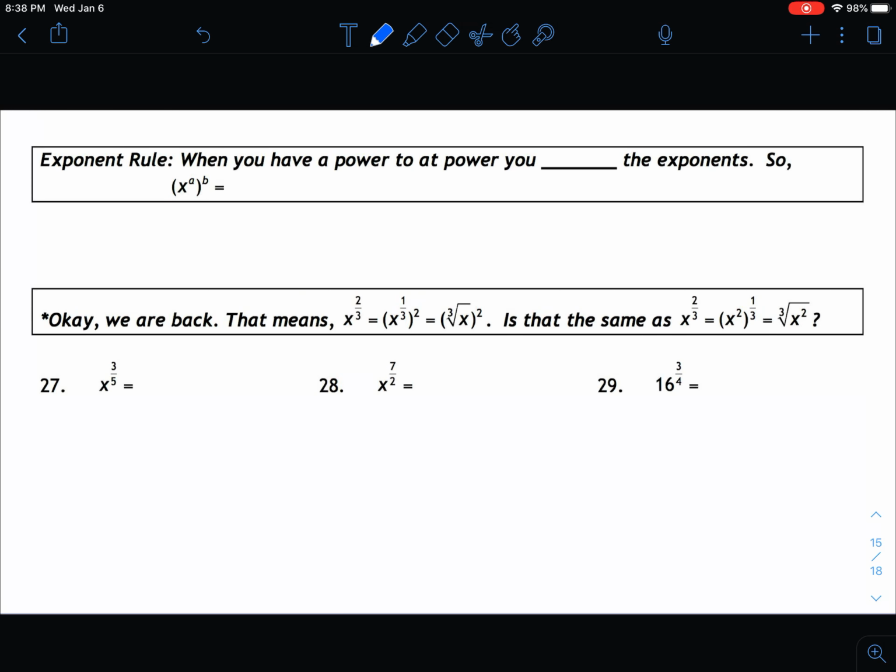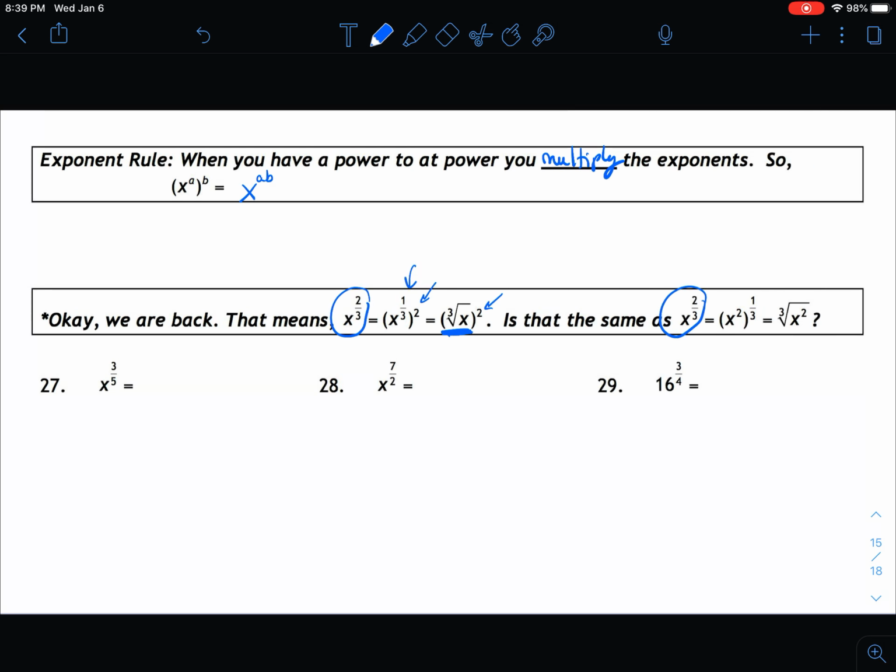Now, when you have a power to a power, like we just looked at in the previous examples, you multiply the exponents. So x to the a raised to the b power is equivalent to x to the ab, to that product. Okay, so we're back to that x to the 2/3. We said 2/3, the value is the same as 1/3 times 2. Here's the 1/3, here's the 2. We also know that raising x to the 1/3 means the cube root of x. And then we keep that square. Now that is exactly the same if we wrote the product in the other way.